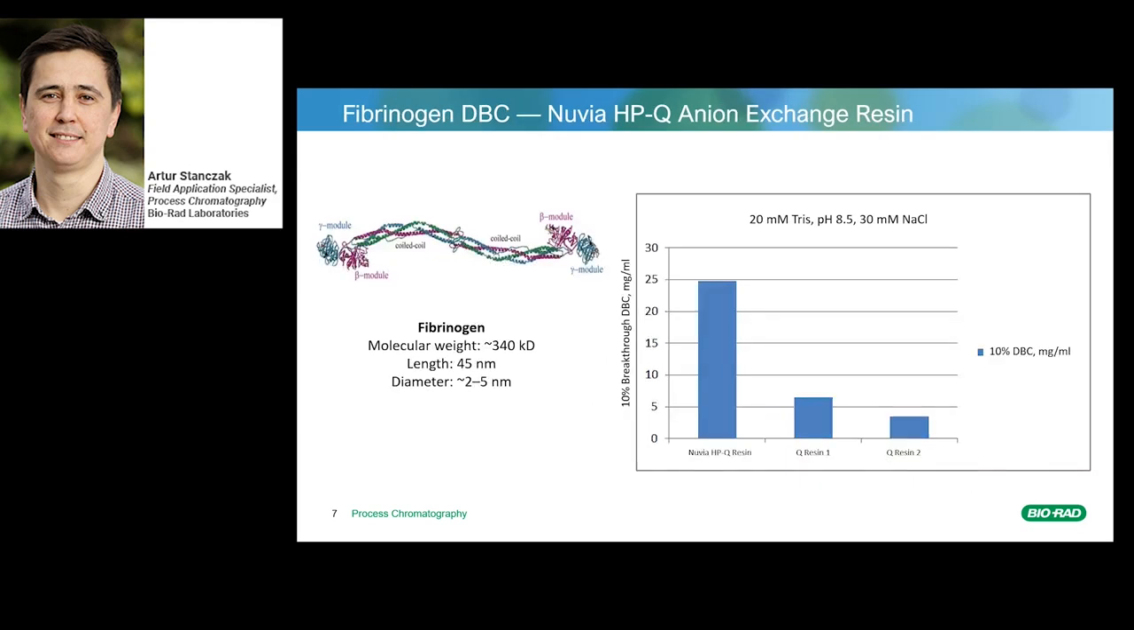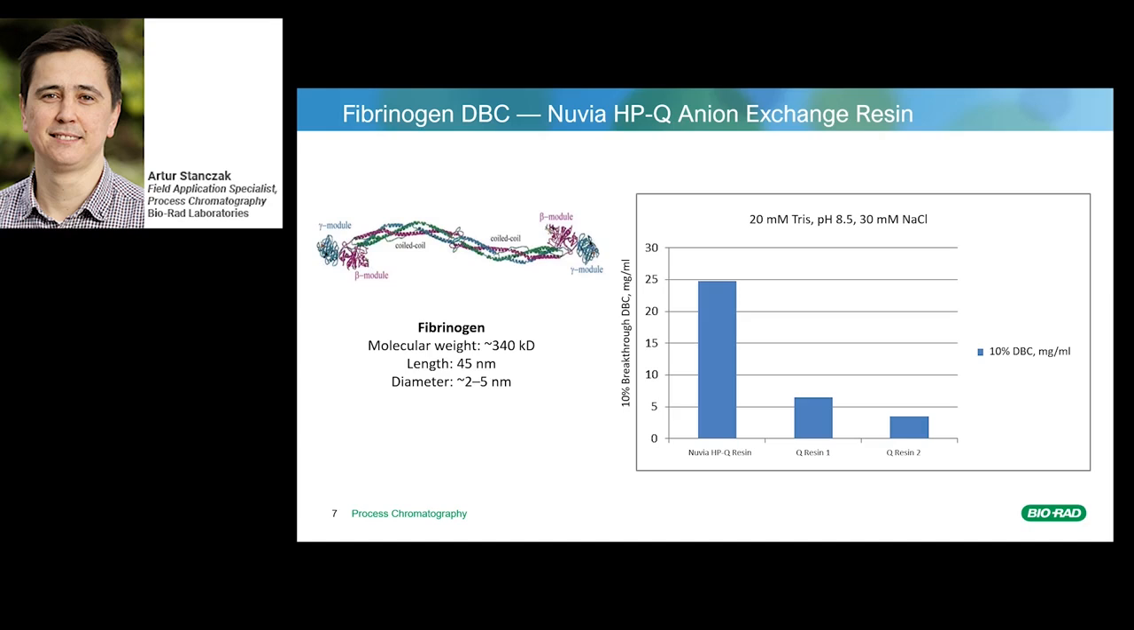The next example shows a very decent dynamic binding capacity for fibrinogen achieved on Nuvia HPQ. As shown on the previous slide, it was compared to agarose-based strong anion exchangers. You could notice that the hydrodynamic radius is larger for fibrinogen than for thyroglobulin, even though the molecular weights are otherwise similar. In many cases like this one, not only molecular weight but also the shape of the molecule plays a very important role and should be carefully considered.